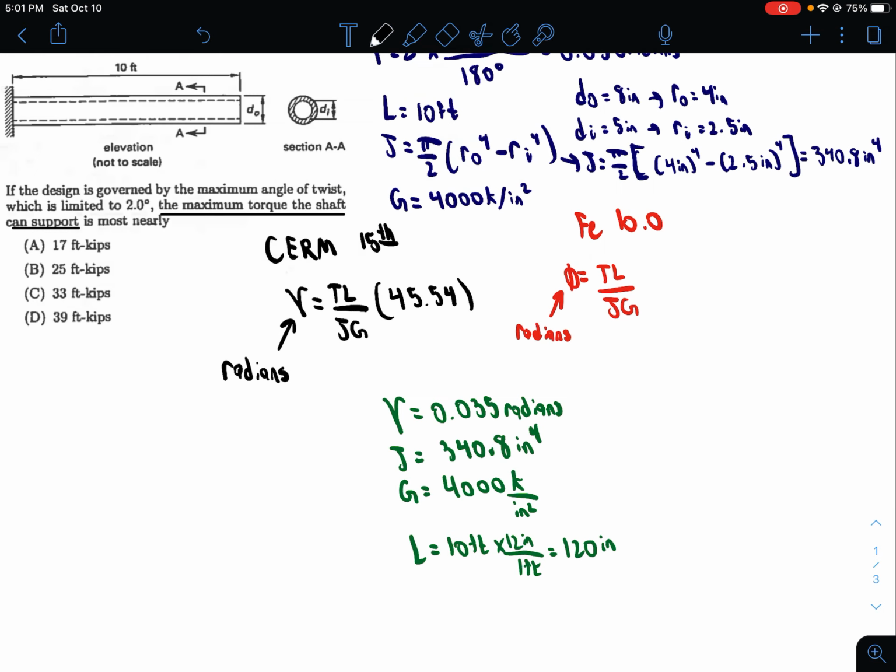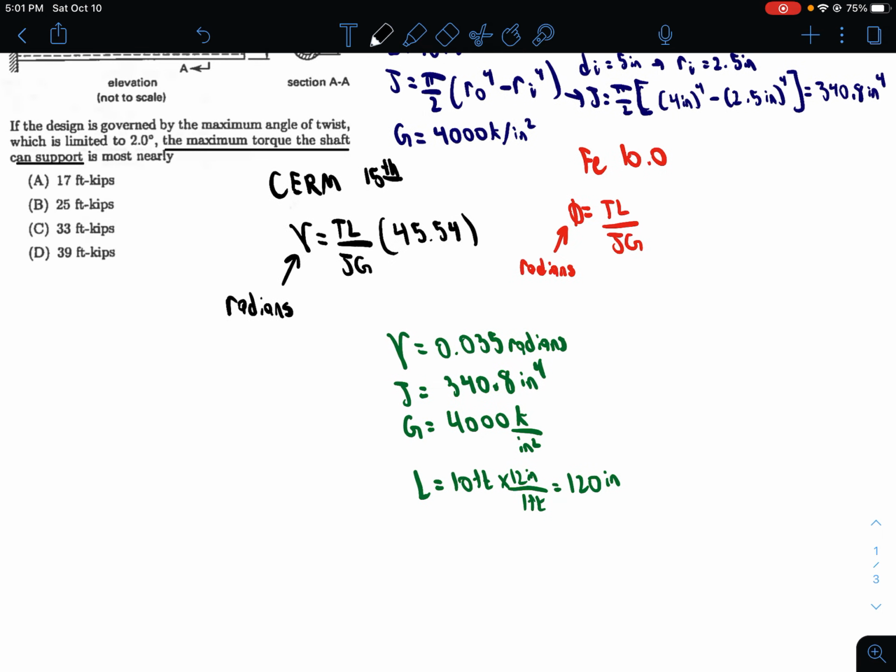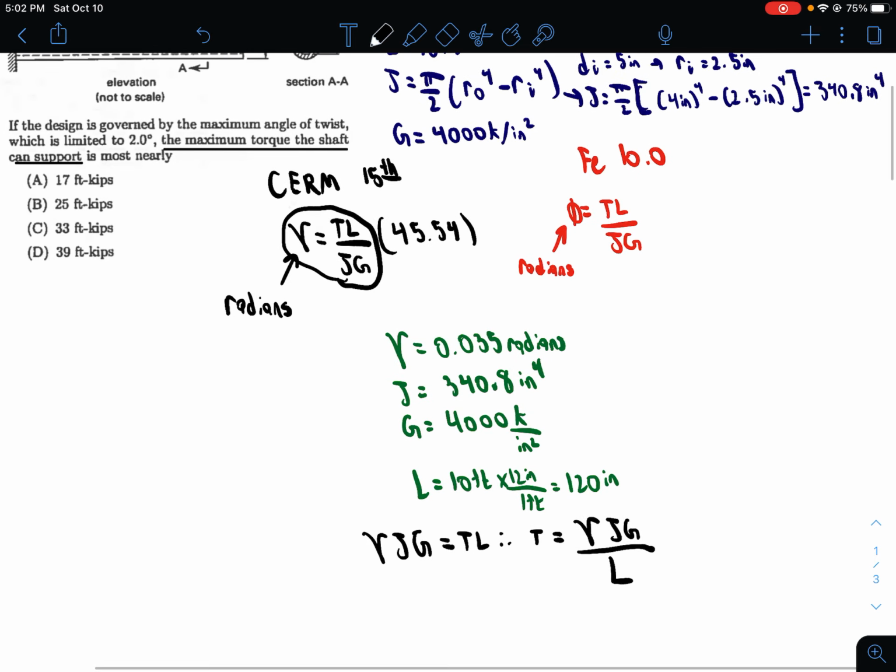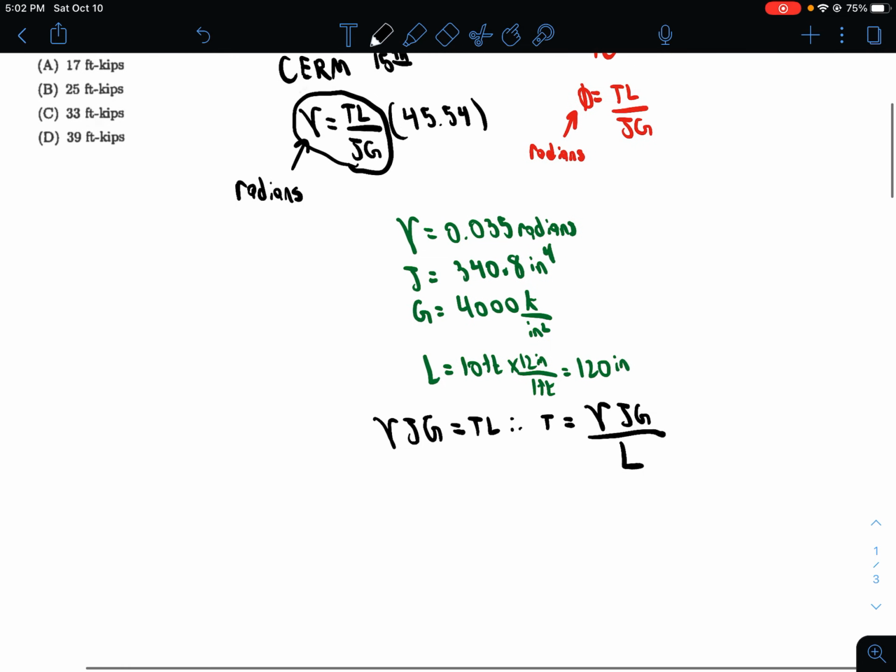Okay, so I'm going to use this equation right here, and I'm going to solve for what I actually want to solve for. So I'm going to say that gamma JG equals TL, therefore T equals gamma JG over L.